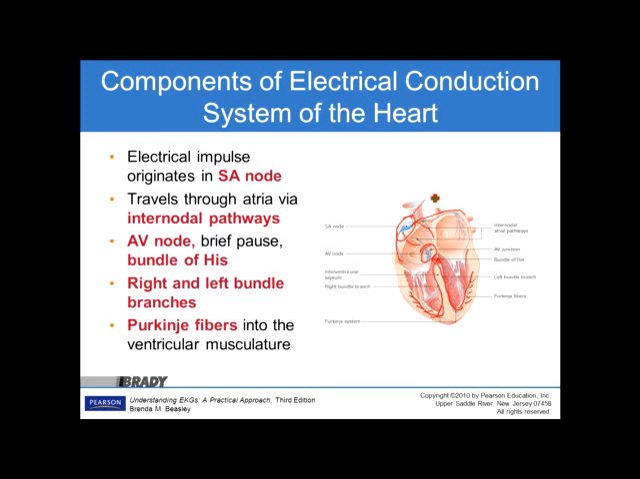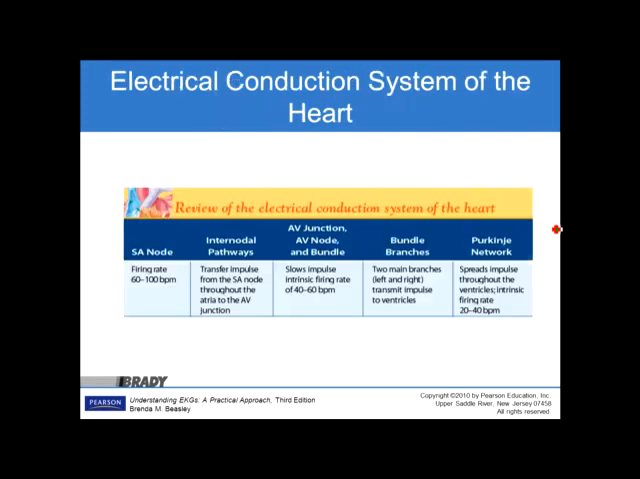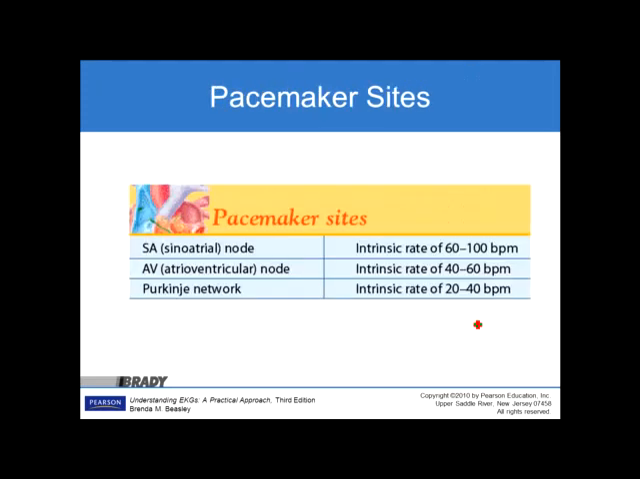And each one of these has an intrinsic rate. 60 to 100 beats per minute, 40 to 60, and then the ventricular muscle itself is 20 to 40. Again, we have the electrical conduction system and their firing rate. The sinoatrial node is 60 to 100 beats per minute. The atrioventricular node, which is a backup system for the SA node, is 40 to 60 beats per minute. And the Purkinje network, or the ventricular muscle, is 20 to 40 beats per minute, and it is the last backup system that you have in your heart as far as pacemaker sites.